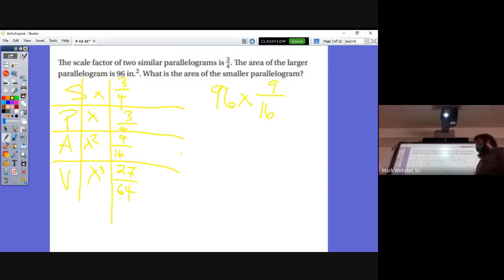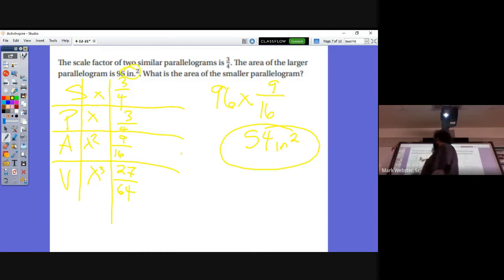And I'm also the type of person who's going to say 96 divided by 16. Do that one first. Is that 6, right? 96 divided by 16 is 6. So this is really 6 times 9, or 54. And then again, our units are squared, because we're dealing with area, right? Y'all see what I'm saying with this?